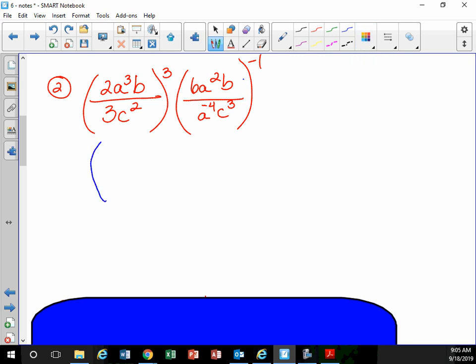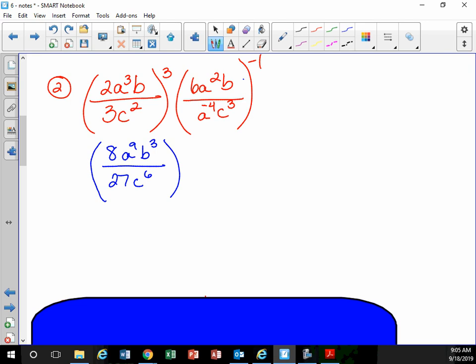So remember, simplify in the parentheses first if you can. In that first parenthesis, is there anything to simplify? No. All right, 2 cubed. Anybody say 2 cubed is 6? Okay, good. 2 cubed is not 6, it is 8. And then this would be a to the 9th, b to the 3rd over 27, c to the 6th. Okay with that? All right.